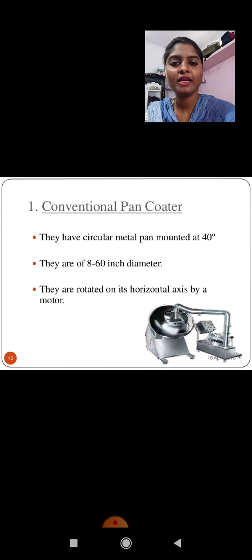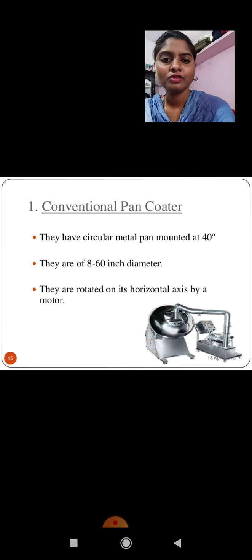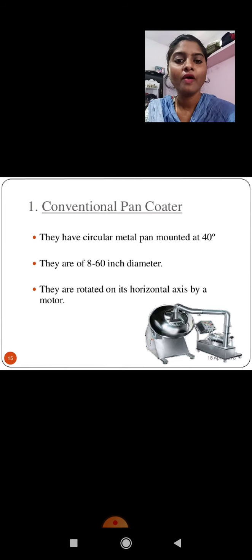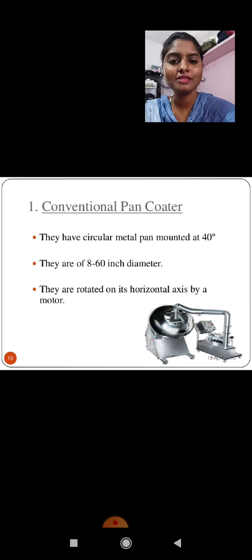They are rotated on a horizontal axis by a motor. So this is rounded in shape, and the rotation takes place about the horizontal axis. Inside the pan, the tablets are coated. This is the conventional pan coater.